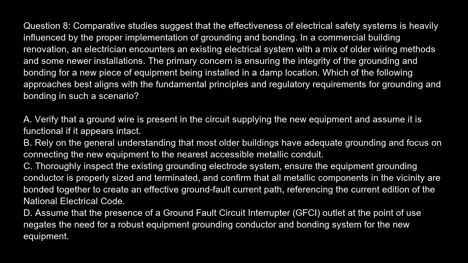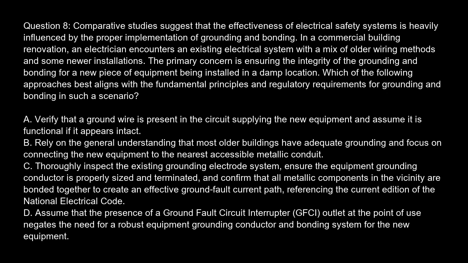Which of the following approaches best aligns with the fundamental principles and regulatory requirements for grounding and bonding in such a scenario? Option A. Verify that a ground wire is present in the circuit supplying the new equipment, and assume it is functional if it appears intact. Option B. Rely on the general understanding that most older buildings have adequate grounding and focus on connecting the new equipment to the nearest accessible metallic conduit.